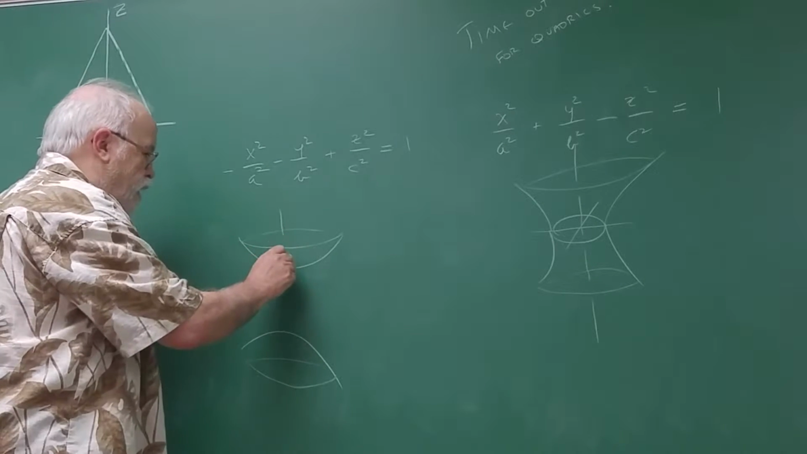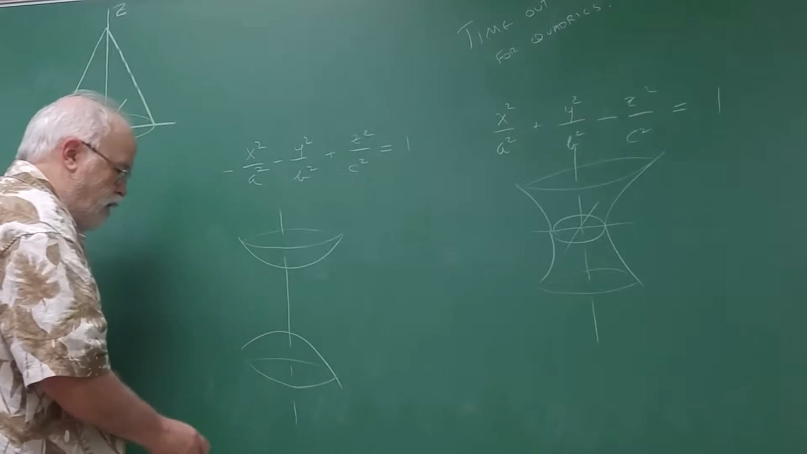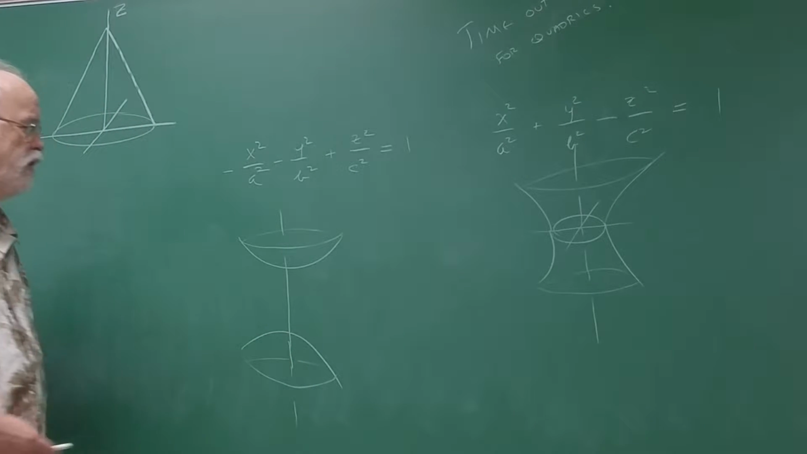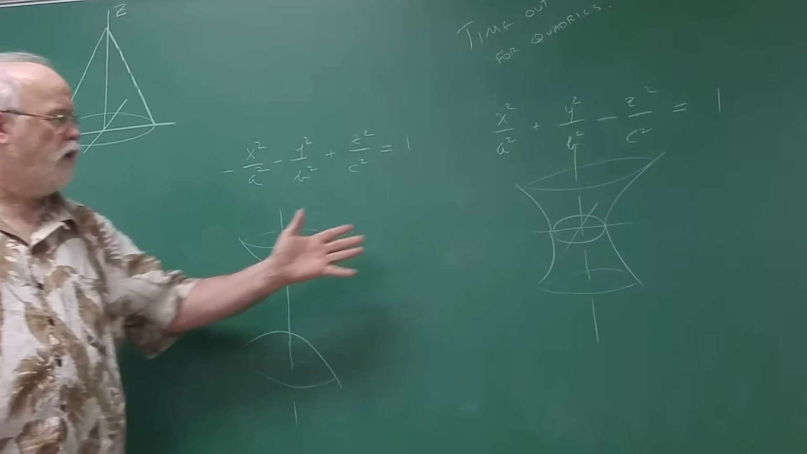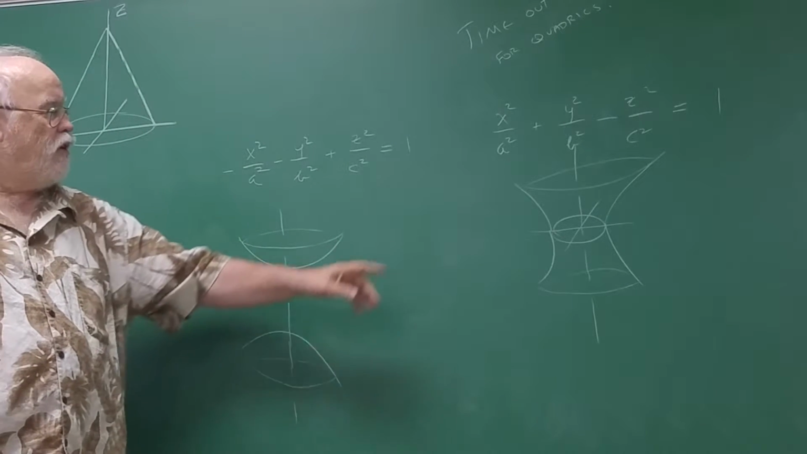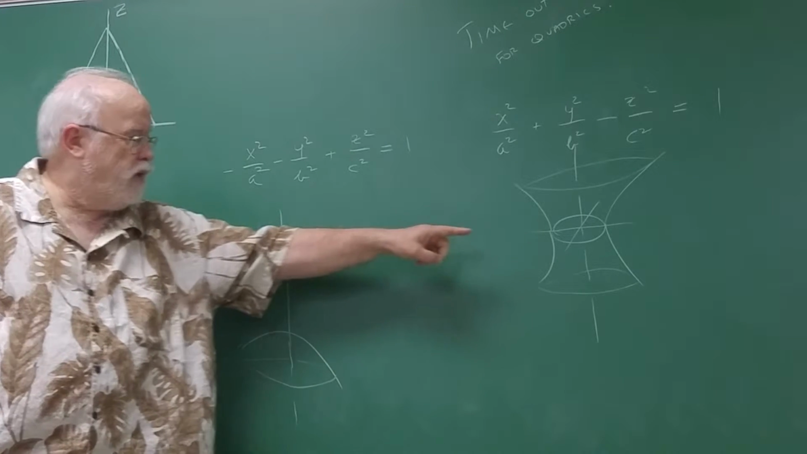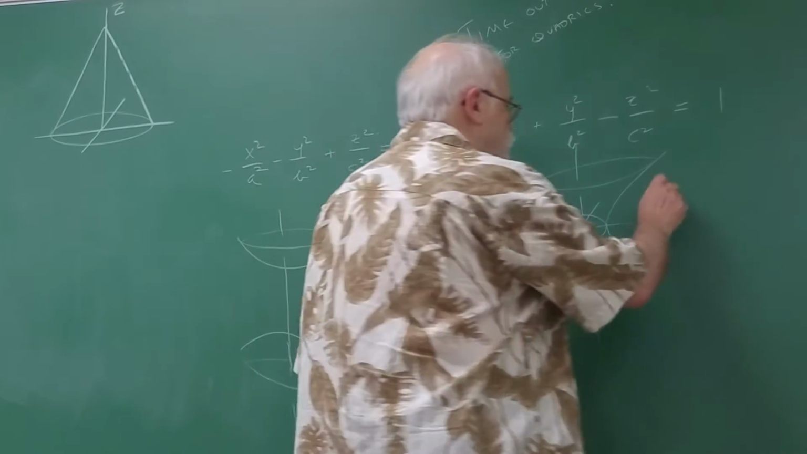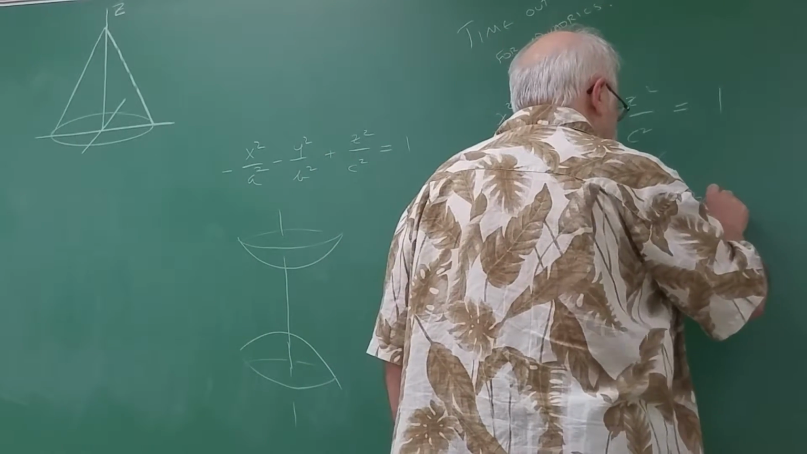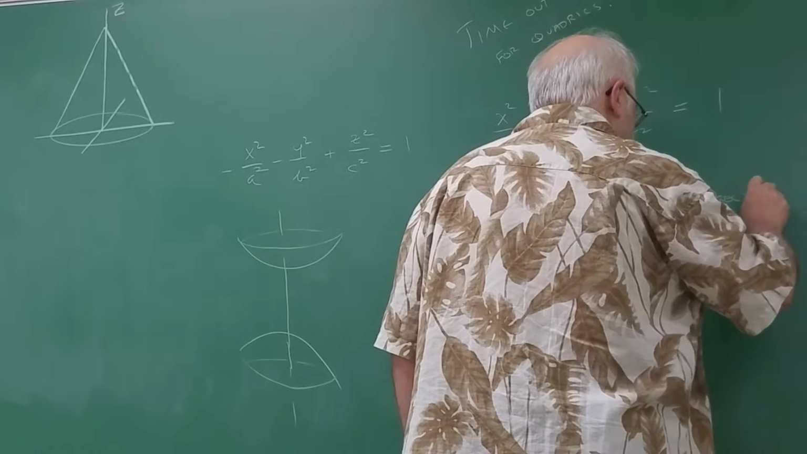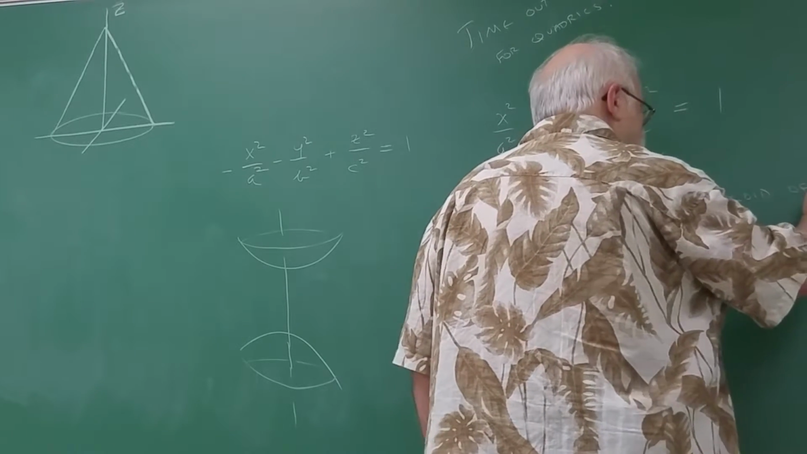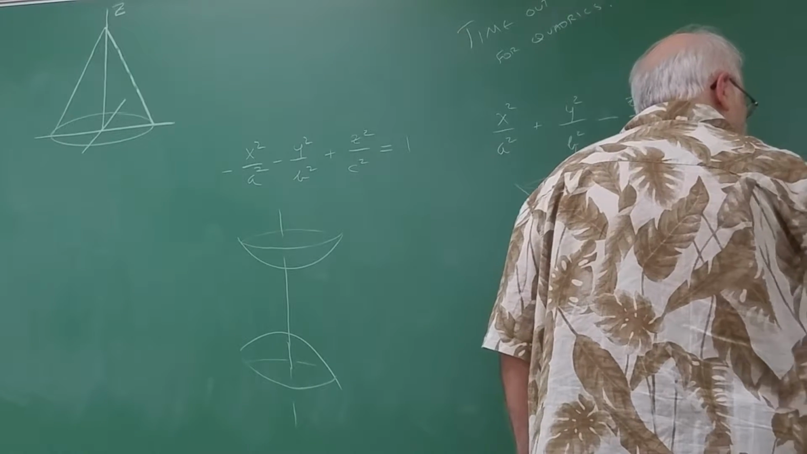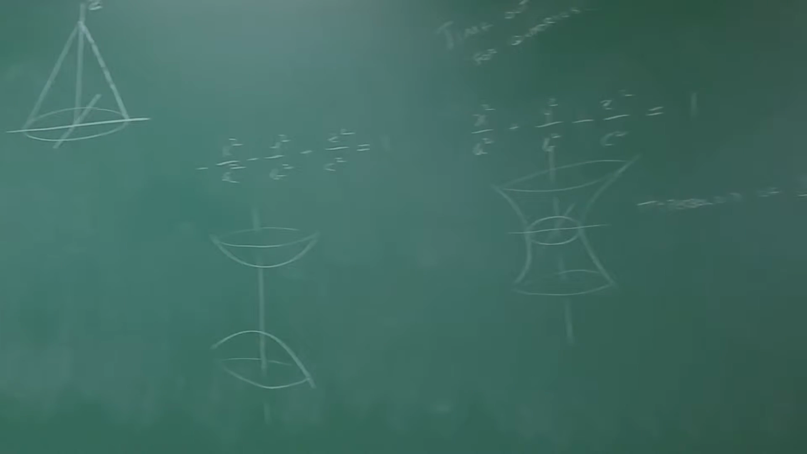And it's still called a hyperboloid, but we have to make some distinction. Since we have two parts here and only one part over there, this is called a hyperboloid of one sheet, and this is called a hyperboloid of two sheets. And that word I said is sheet, like bed sheets. All right.